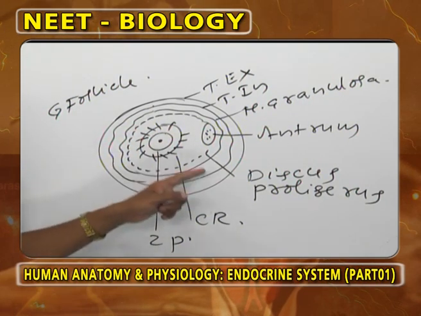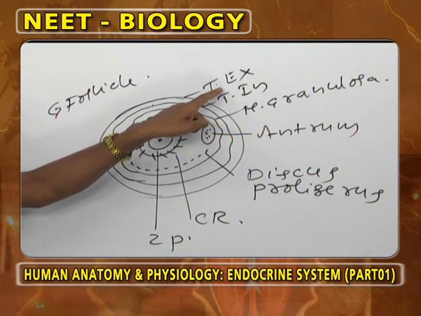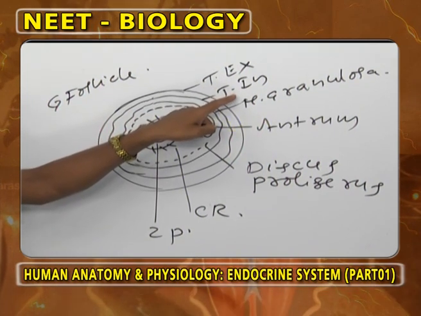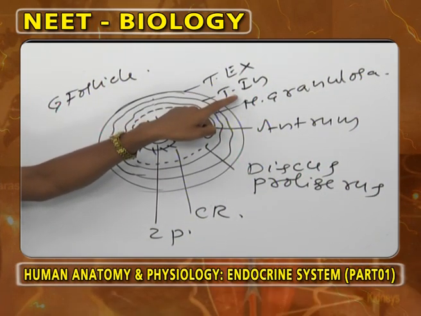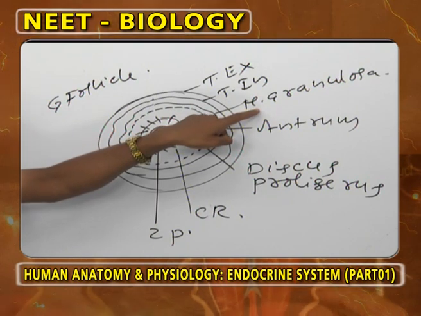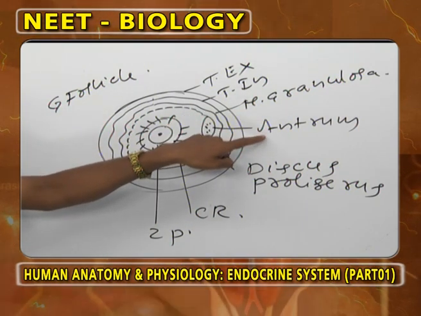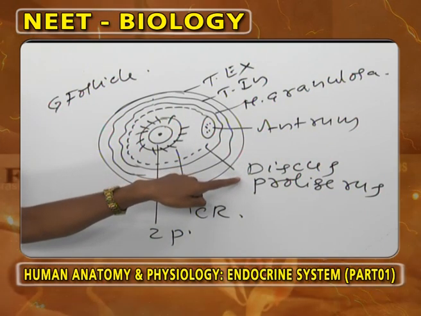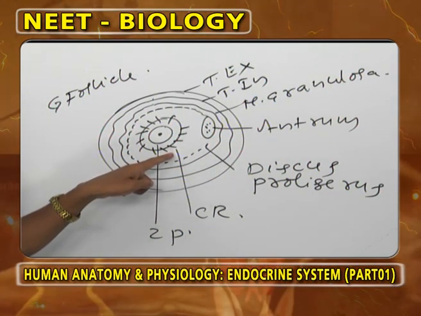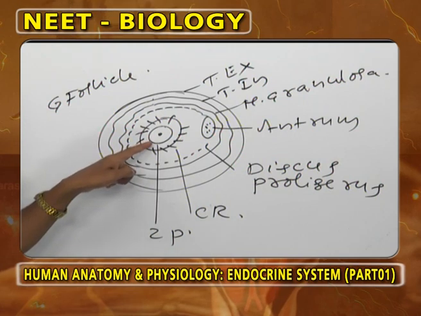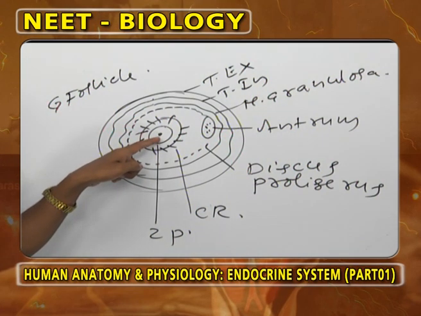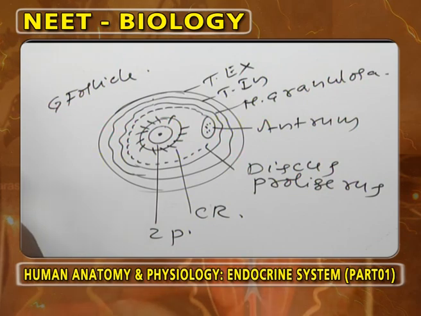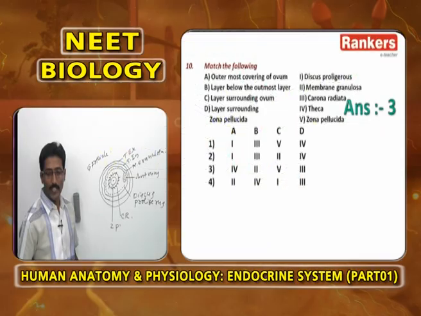Now based on this information: theca externa followed by theca interna, followed by membrana granulosa, followed by the cavity antrum, followed by the nutritive material discus proligerus, followed by corona radiata, followed by zona pellucida, and this one we call the ovum or egg. Now we go for the next question.